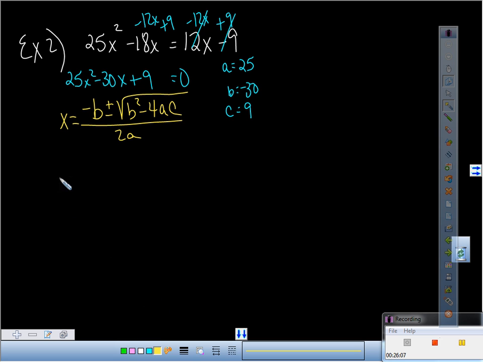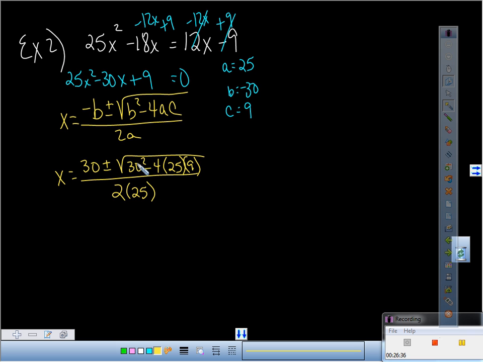I'm going to start plugging my stuff in. X is equal to negative B. If B is negative 30, what's the opposite of that? Positive 30. Plus or minus the square root of. I don't care about the sign right here, guys. When I square it, it's going to be positive. So I'm going to say 30 squared minus 4 times 25 times 9. Now here's where some people get really scared, but y'all, we're not even going to need a calculator. Over 2 times 25.